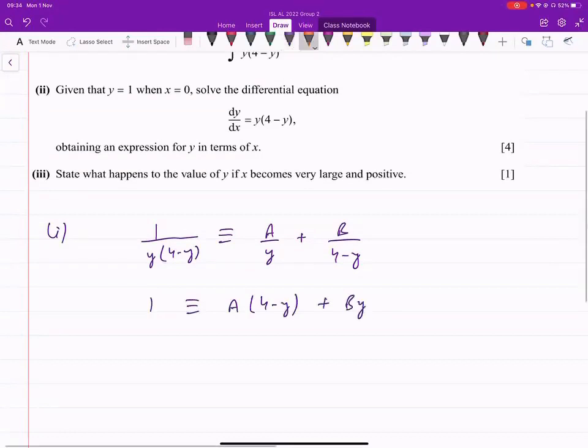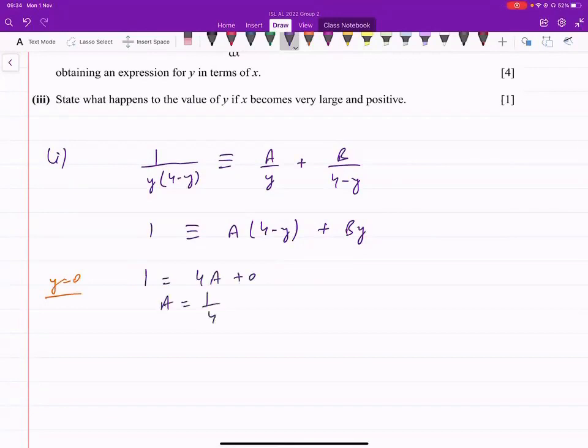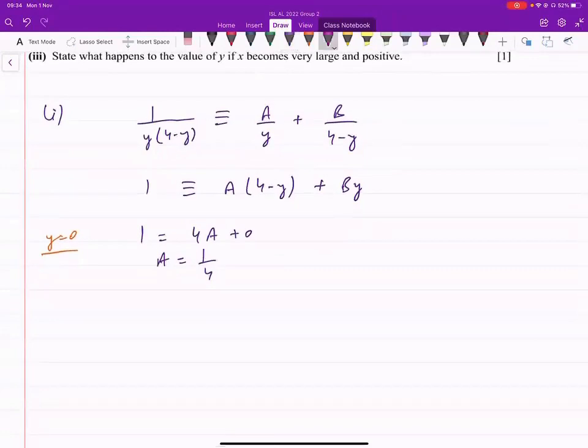अब एक दफा क्या करोगे? You input y equal to 0 and you get 1 equals 4a plus 0 from that. A equals 1 over 4. A की value आ गई. And then you input y equal to 4 to make the other bracket 0. And that gives you 1 equal to 0 plus 4b.